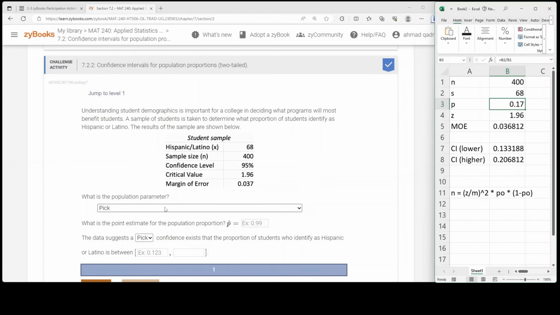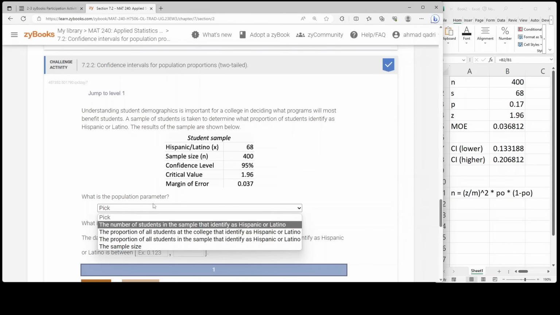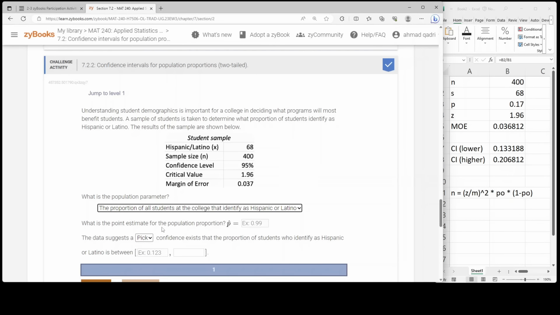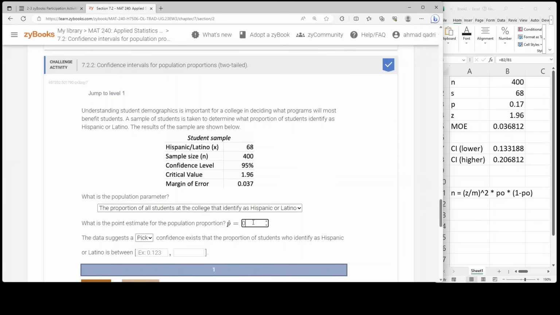So what is the population parameter here? The population parameter is the proportion of all students at the college that identify as Hispanic or Latino. So it would be this here. What is the point estimate? P hat. The sample proportion again is 17%. It's 68 divided by 400. So that's 0.17. And then we need to create the confidence interval.